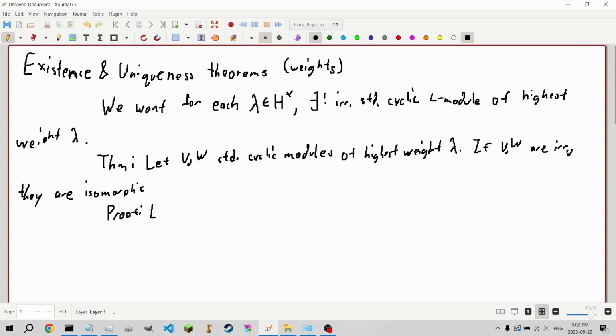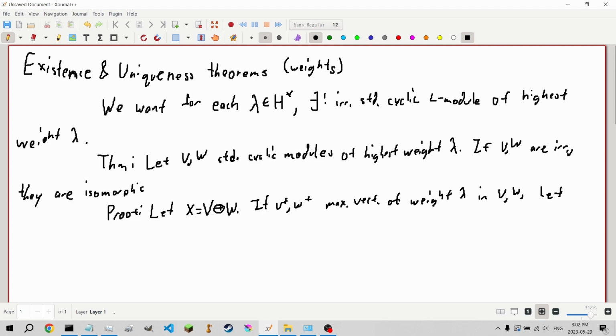We're going to set up an L module X to be the sum of V and W. If V plus and W plus are maximal vectors of weight, of course, lambda in V and W respectively, we can let X plus be their Cartesian pair in X. So X plus is a maximal vector of weight lambda.